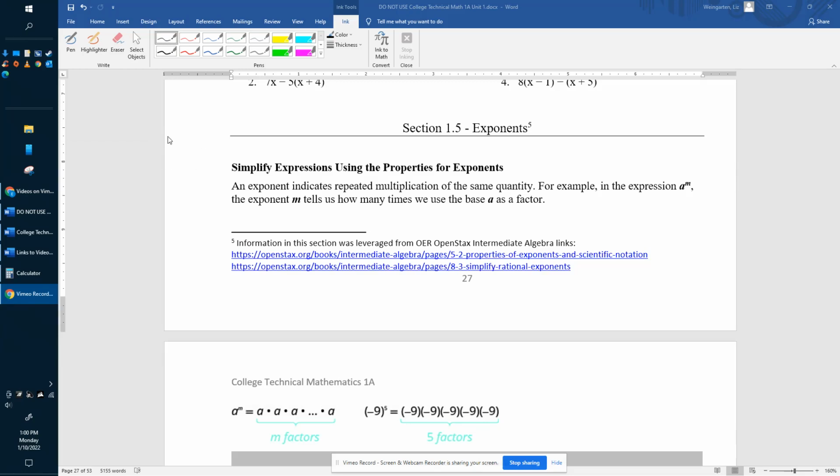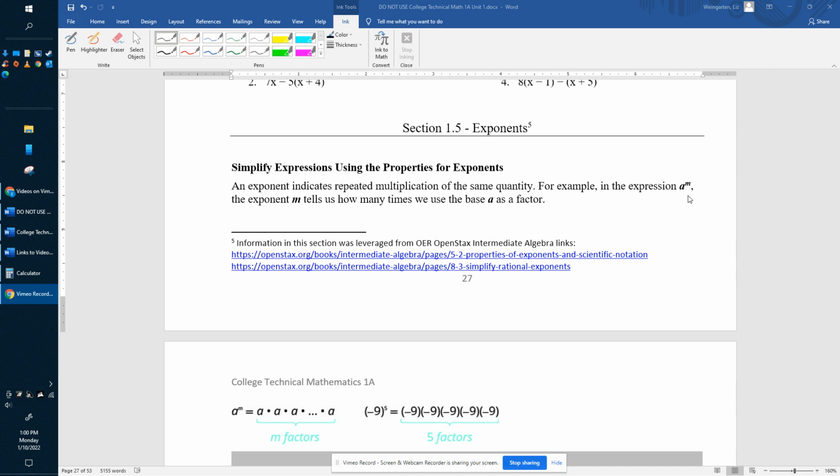In the final and longest subunit of Unit 1, we're going to talk about exponents. Let's start by talking about exponent notation. We covered this briefly when we had talked about order of operations.